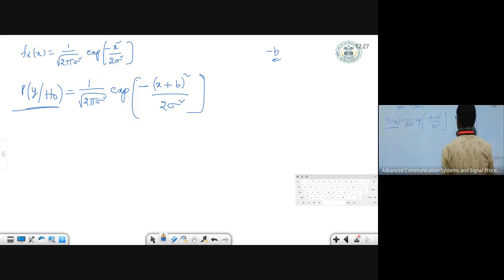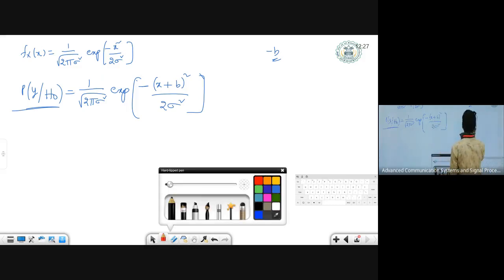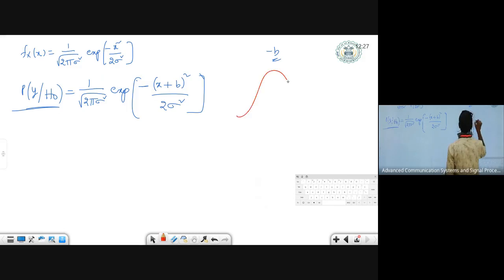And if you would like me to draw the graph for this, let me use another color. So the colored graph will be, so this is minus b.